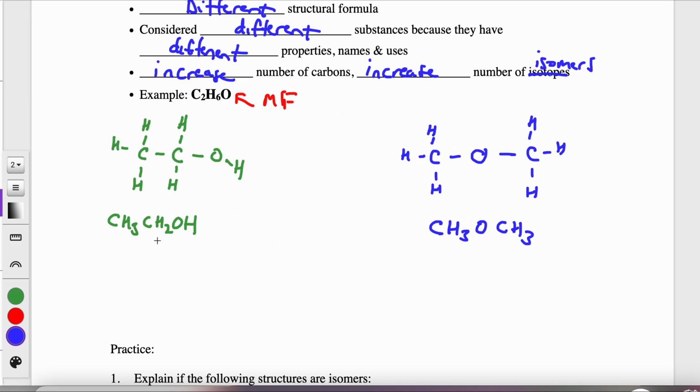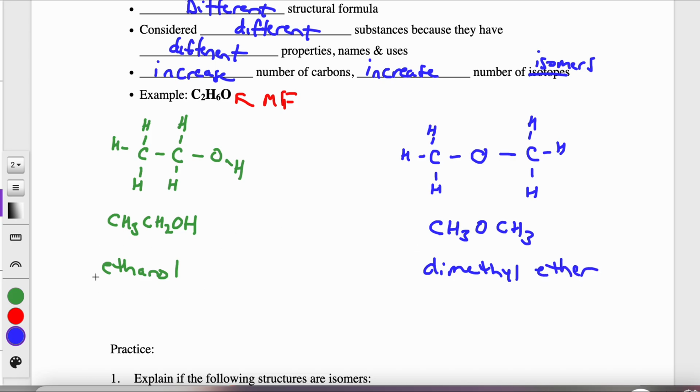So the structures here look different. The condensed structures also look different. There's a different sequence in those. This first structure here is known as ethanol. And the second structure is known as dimethyl ether.